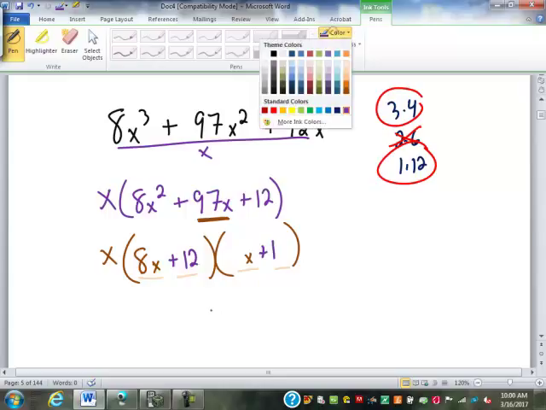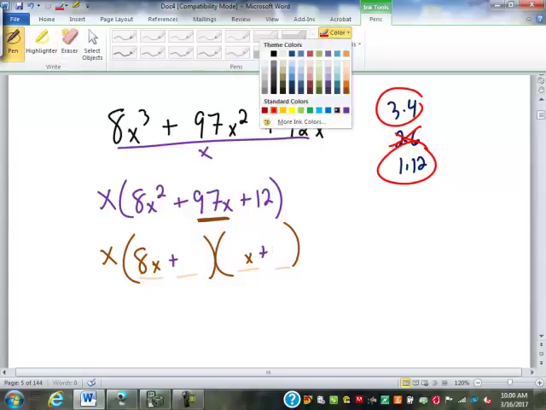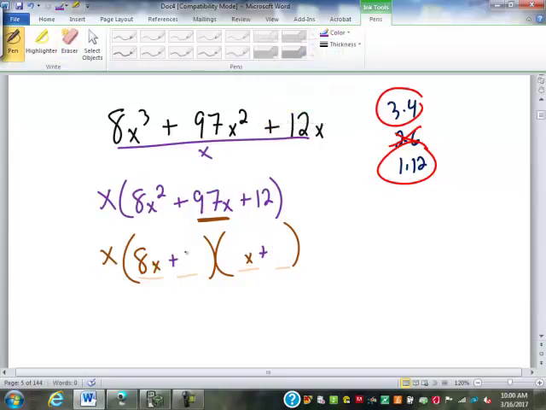So put in the 12 and the 1. 8x times 1 is 8x. 12 times x is 12x. That adds up to 20x. Not what we want. So do we go to the 3 and 4? What'd you say? Yeah. I was asking if we go to the 3 and 4, but I was doing that mainly to see if you would bite.